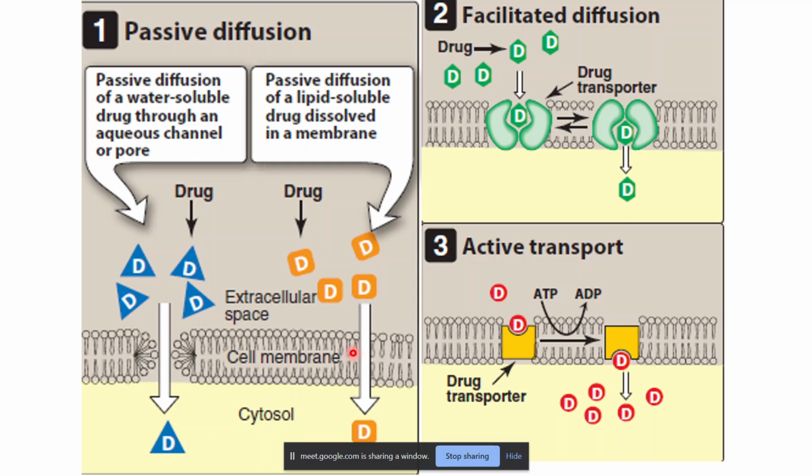So the second is facilitated diffusion. Facilitated diffusion has carrier proteins, and they facilitate the passage for some large molecules, so they carry the molecule from one side, then release it to the other side of the membrane.